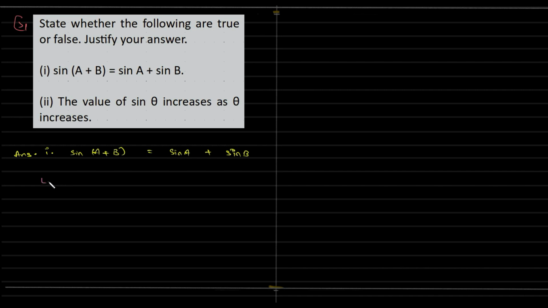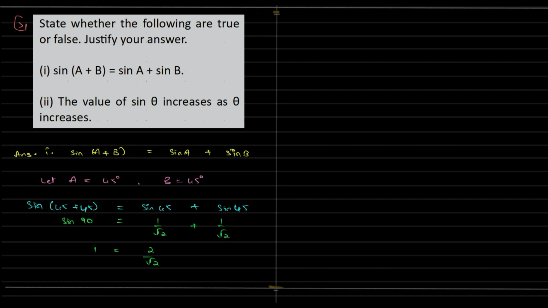So let us take a value. Let a be equal to 45 degree and b be equal to 45 degree, because 45 plus 45 is 90, right? So it's much easier to handle that way. Let me write it step by step. Sine of 45 plus 45 is equal to sine of 45 plus sine 45. So this is sine 90. Sine 90 is 1. And this is 1 by root 2 plus 1 by root 2. So 1 is equal to 2 by root 2.